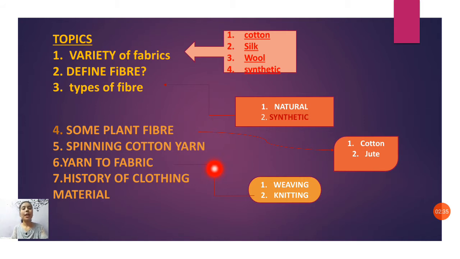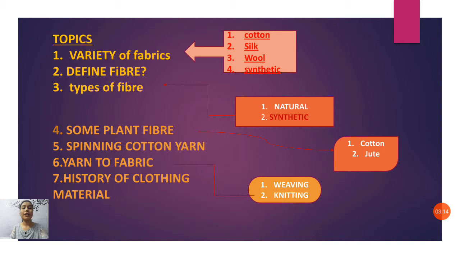Next, yarn to fabric. So fabric is nothing but cloths. We're going to know how yarn is converted to cloth. For the process from yarn to cloth, we have 2 different processes. Those are called weaving and knitting. We can see here. Next, history of clothing material. We're going to learn about the history, how clothes came to human beings, how human beings introduced themselves to clothes, how they started to cover themselves. In the last topic we're going to cover that.